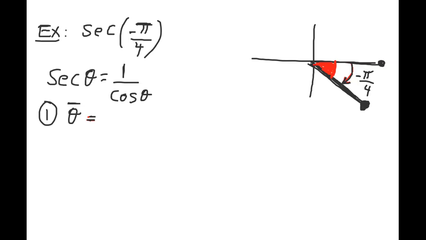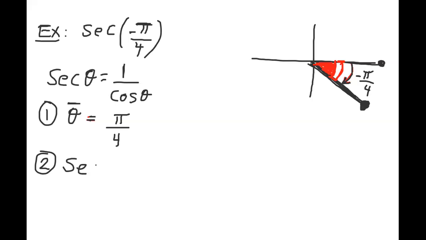No, the reference angle is always positive. You have to know the reference angle is always positive. So the reference angle is pi over 4. This is the first step. Second step, we have to evaluate the sign. You have to know which quadrant it is in. Because the secant is 1 over cosine, and the cosine in the fourth quadrant is positive, the secant will be positive too.